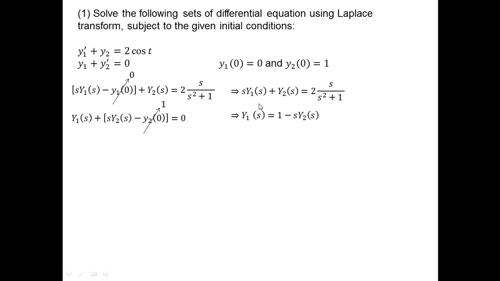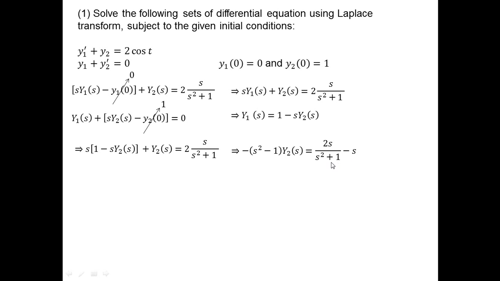So to solve these two algebraic equations, first I just substitute the value of Y1(s) in terms of Y2(s) in the first relation. By substituting that one, I have s multiplied by (1 minus sY2(s)) plus Y2(s) equal to 2s over s squared plus 1. If I rearrange the relation based on Y2(s), I have minus (s squared minus 1) Y2(s) equal to 2s over s squared plus 1 minus s.